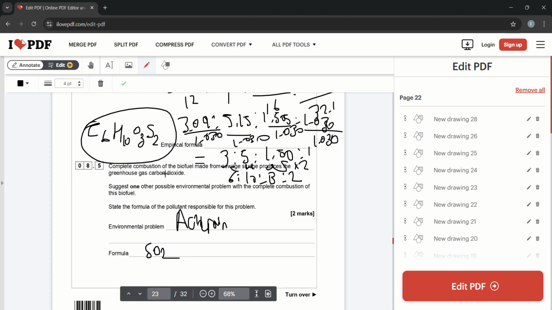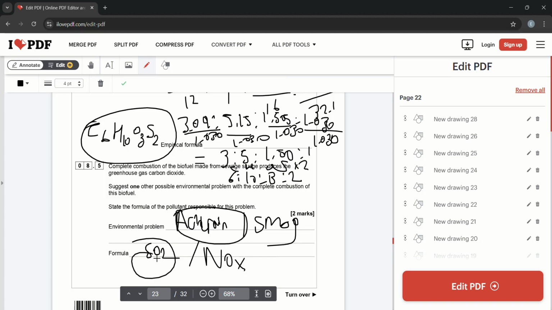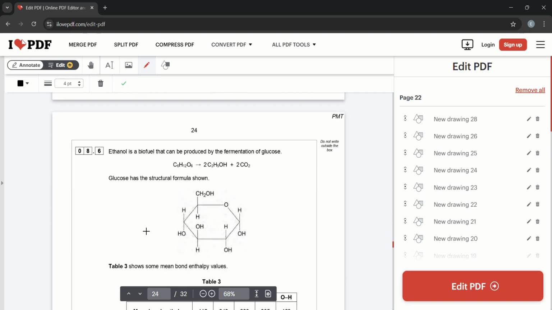Then it says, suggest one other possible environmental problem with complete combustion of biofuel. The answer is acid rain. And remember, sewage sludge produces greenhouse gas carbon dioxide. Yes, acid rain, and the formula is SO2 or NOx. We could talk about acid rain or smog, SO2 or NOx, but in the mark scheme these are the first options. Acid rain is the environmental problem, and the formula is SO2.